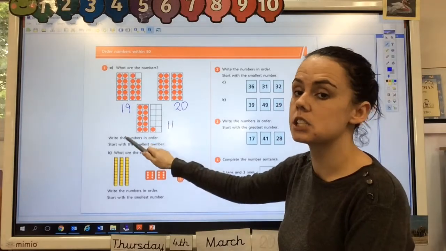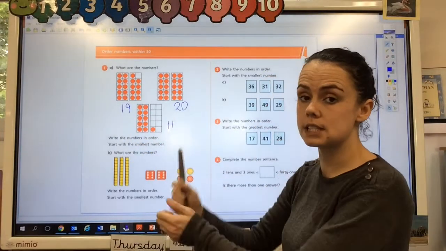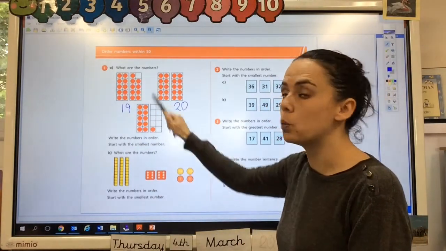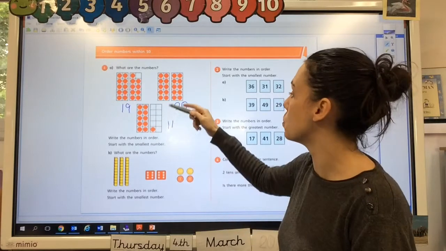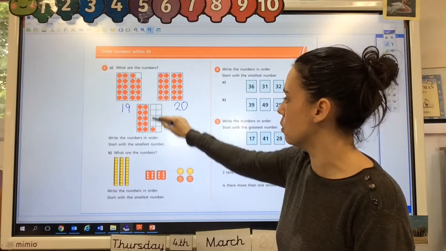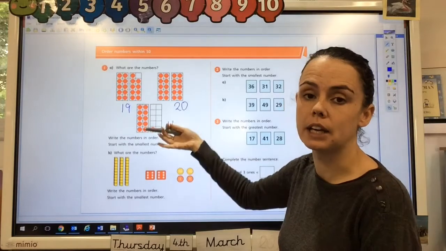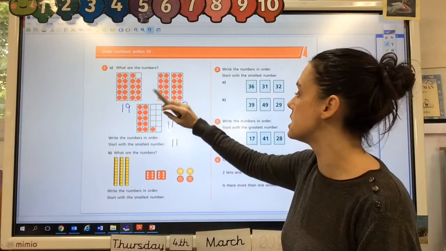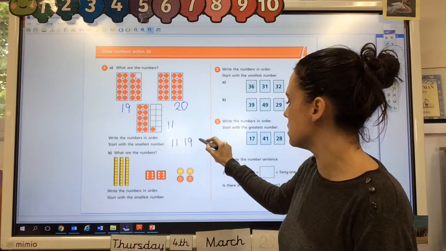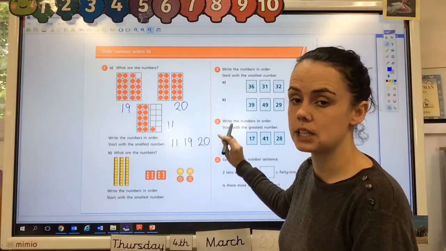Now what it's asking us to do down here is write the numbers in order, start with the smallest and go up to the biggest. So which number is smaller? We can use our 10 frames to help us. So which one has got the least amount in their 10 frames? 11, because look at all this gap here. So 11. And then which number would come next? Which one is still not full? 19, isn't it? Because 19 is less than 20. So it means 20 would come last. That's these ones in order from smallest to biggest.